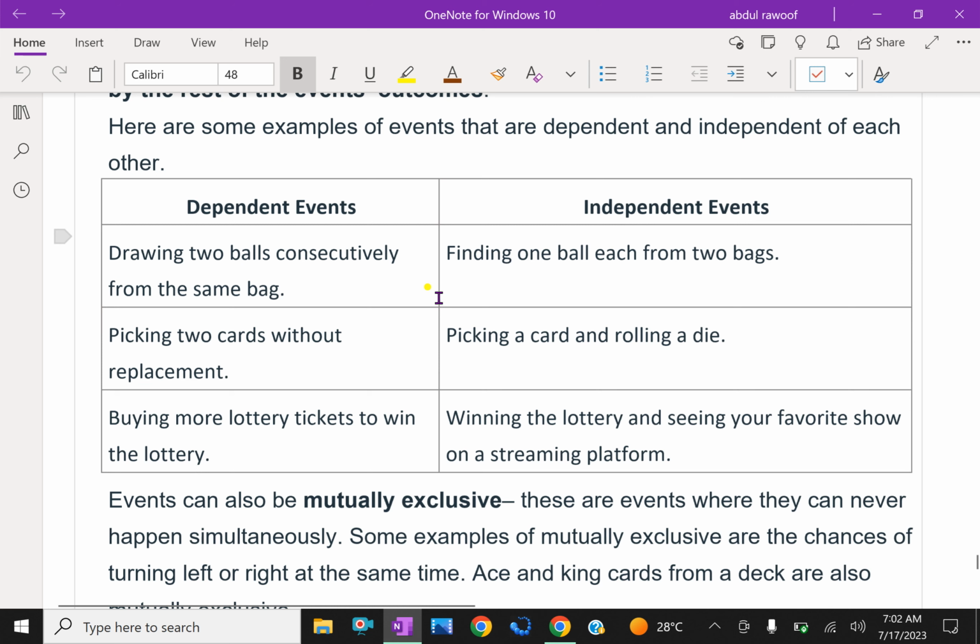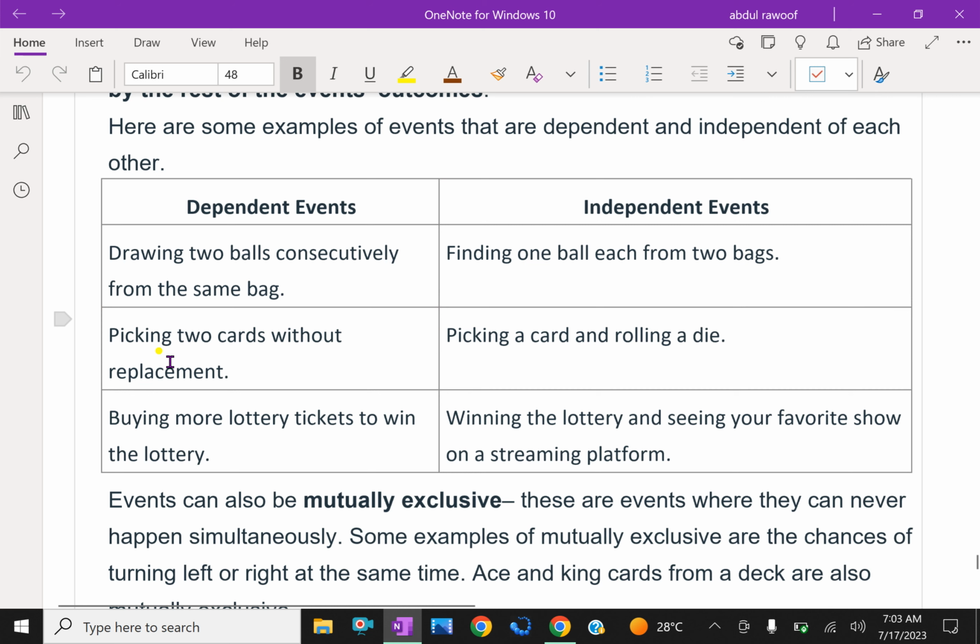But here, a dependent event is drawing two balls consecutively from the same bag. That means the selecting of one ball is affected by the other balls in the bag. An independent event is finding one ball each from two bags. This is independent because selecting one ball from one bag will not affect selecting one more ball from the other bag. One event cannot affect the other because the bags are separate.